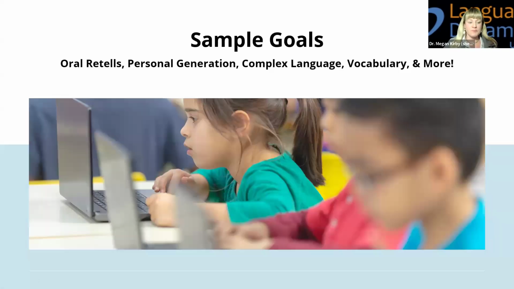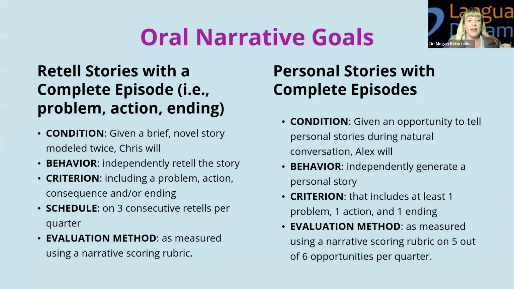All right, sample goals. I'm going to give this to you. Oral narratives. So you want a condition: given a brief novel story, modeled twice. Okay, that's a prompt level. So they didn't just need to hear it once. Maybe you have learners that need to hear things twice, but you're not teaching them anything in between. Independently retell a story to include a problem, action, and consequence and/or ending on 3 consecutive retells per quarter. So I'm only doing it as often as necessary, and I'm measuring it using a narrative scoring rubric, aka the NLM listening. I don't say the grade level form that I'm using.